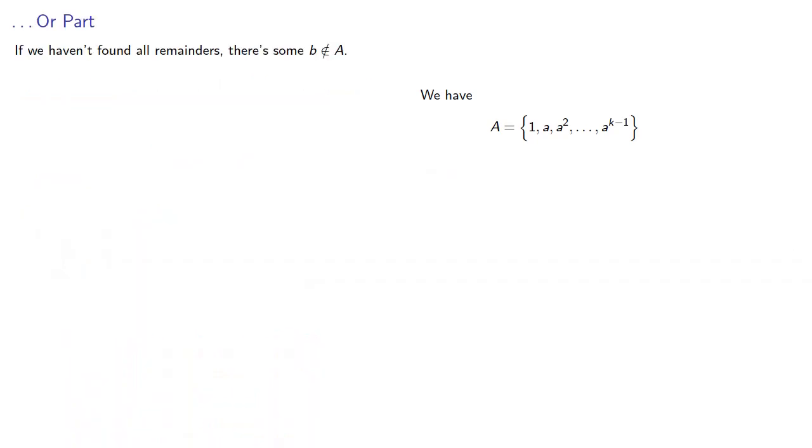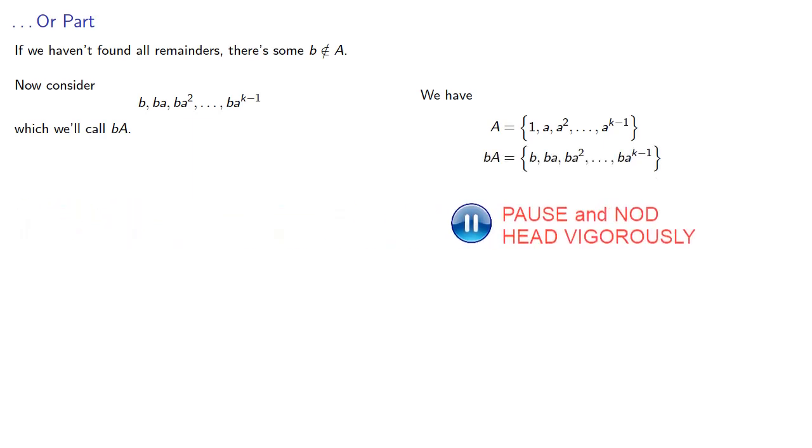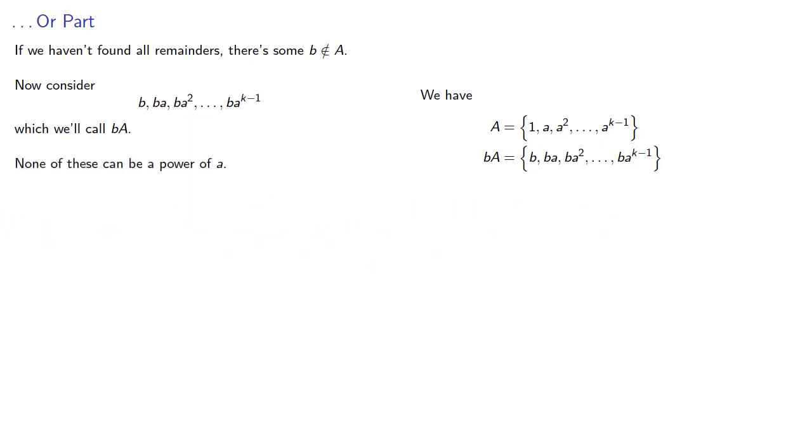So if we haven't found all remainders, then there's some b that is not an element of A. And so let's consider the products b, ba, ba squared, and so on, and we'll refer to this set as bA. Now to begin with, none of these can be a power of a. Well, we should prove that. Suppose ba to the i is equal to a to the j, then bad stuff happens. We'll leave that as a homework problem.